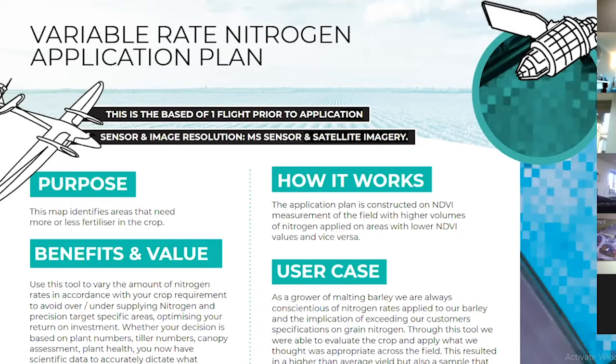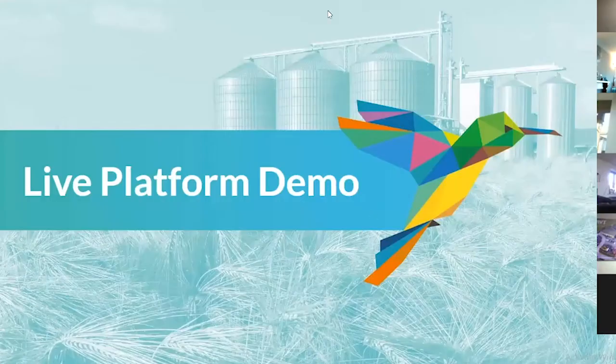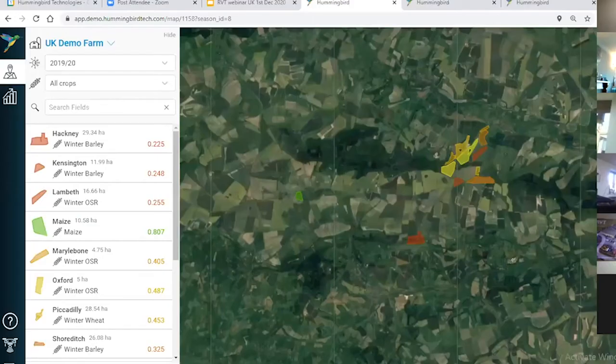So what I'm going to do, let me just come out of here, and I'm going to go into a live platform view. So hopefully everyone can see this. But this is our UK demo account, and a very typical view of what you would see if you are logging into our platform. So it allows you to see the farm that you're currently on.